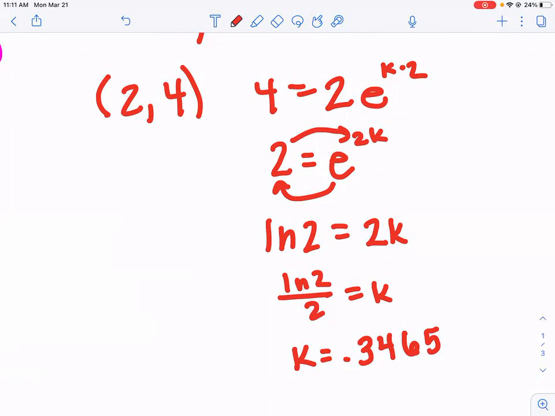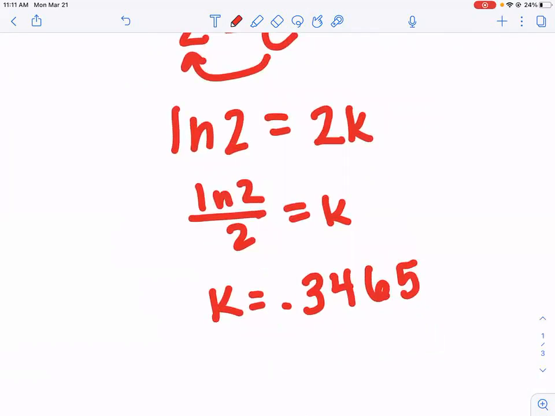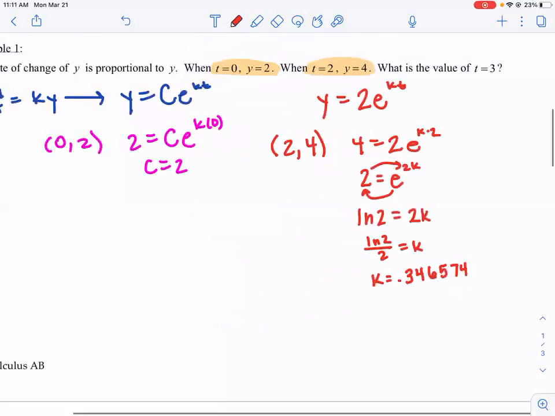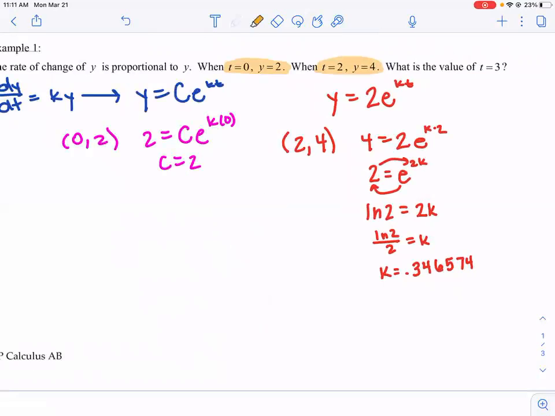So let's double the decimal. Give me 6, 3, 4, 6, 5. Why would I ask you to do a few more decimal places here? This isn't our final answer, is it? No, we're going to have to use it in our equation. So we know that now y equals c e to the kt. Here is our model.